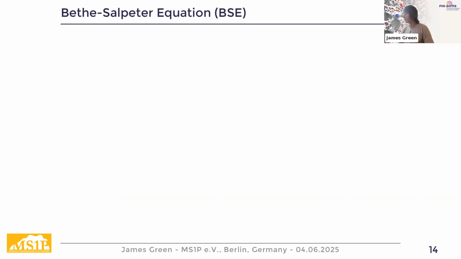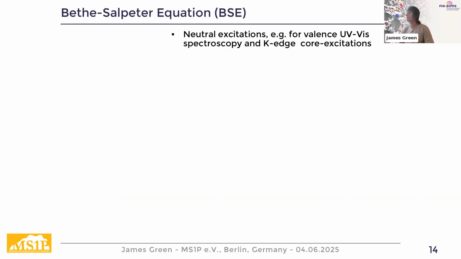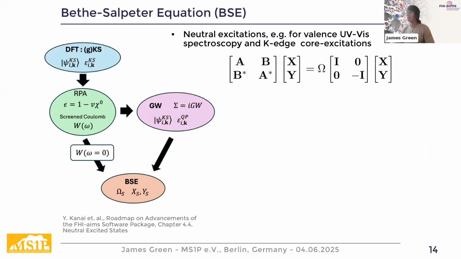Okay, so next to the neutral excitation. The Bethe-Salpeter equation can be used for valence and core excitations. The idea behind this is you do a DFT calculation from which you can get a screened Coulomb interaction with a random phase approximation. And then you perform a GW calculation to get quasi-particle energies, which are then fed into this BSE eigenvalue equation, in particular in these A and B matrices, which can then be solved to get neutral excitation energies.